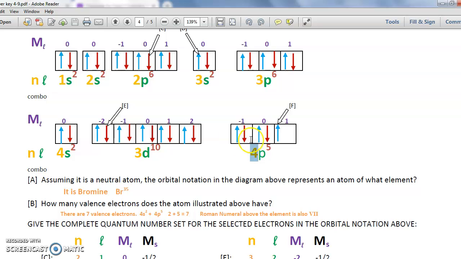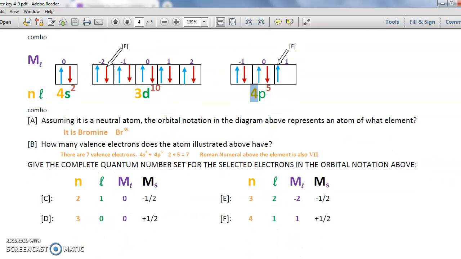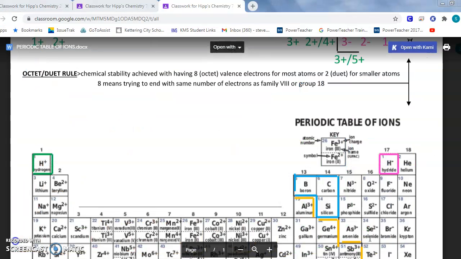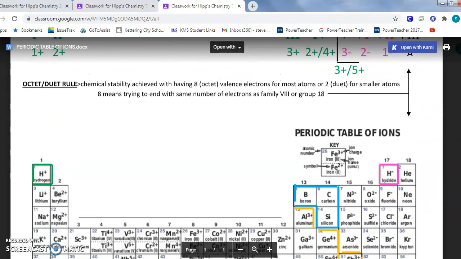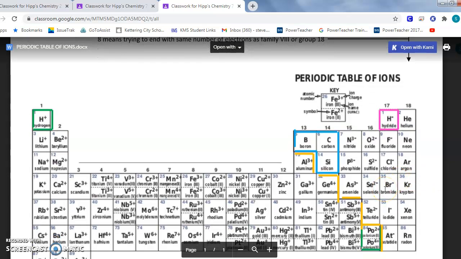There's 2 here, 5 there. That's a total of 7. So it has 7 valence electrons. Coincidentally, you'll see the Roman 7 above it on the periodic table of ions. Here's bromine right here. Roman 7 above it.